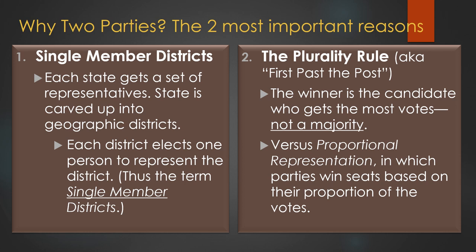These two characteristics, single member district system and the plurality rule, are extremely good predictors of whether a political system will end up with two major political parties or many political parties. And when they have these two characteristics, almost always there are two major political parties that are viable and then very few viable other parties. So I want to walk you through what this looks like. How does that function? Before I go on, do you have questions about my basic explanation of those?